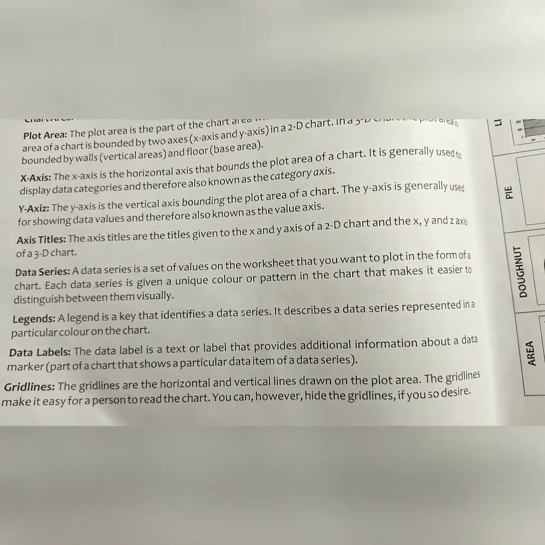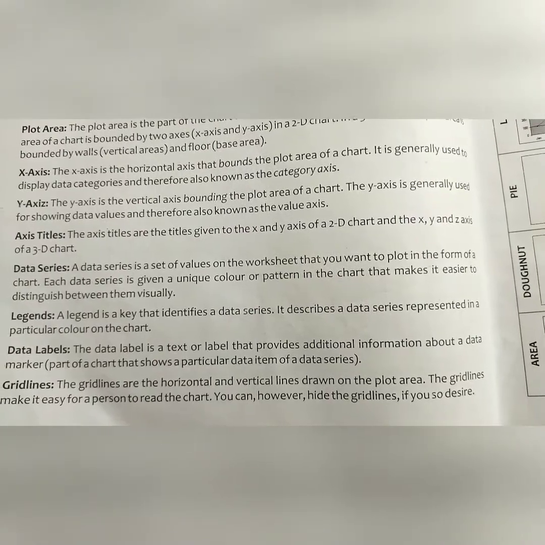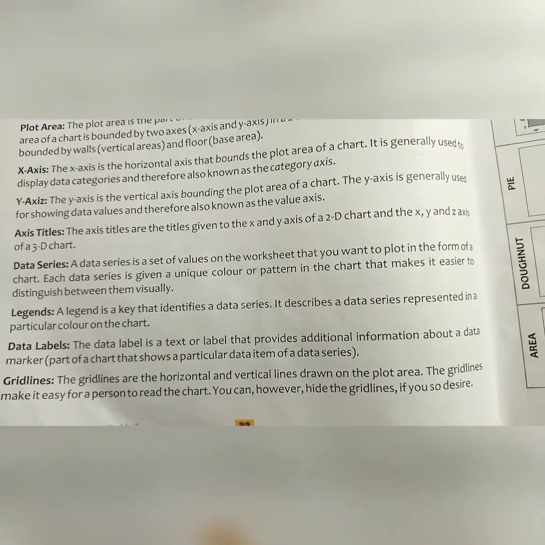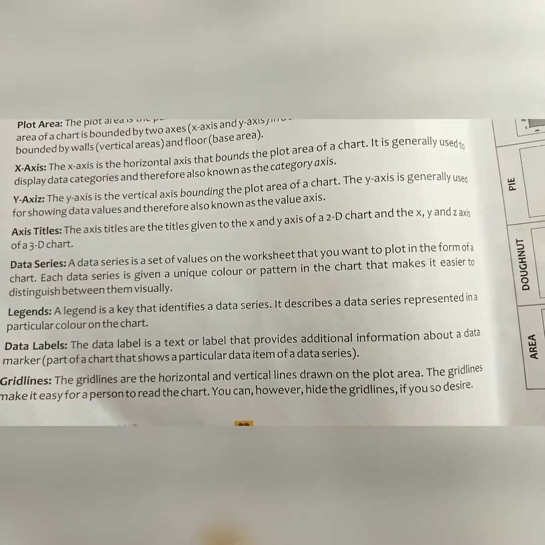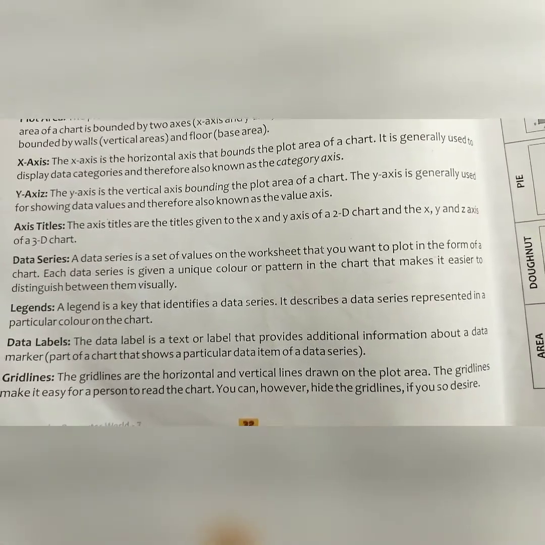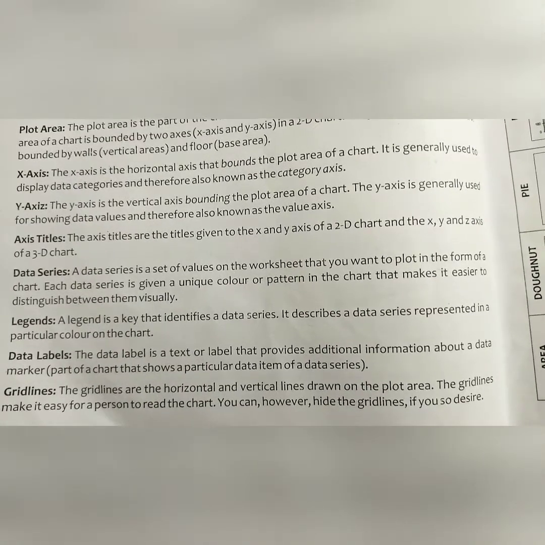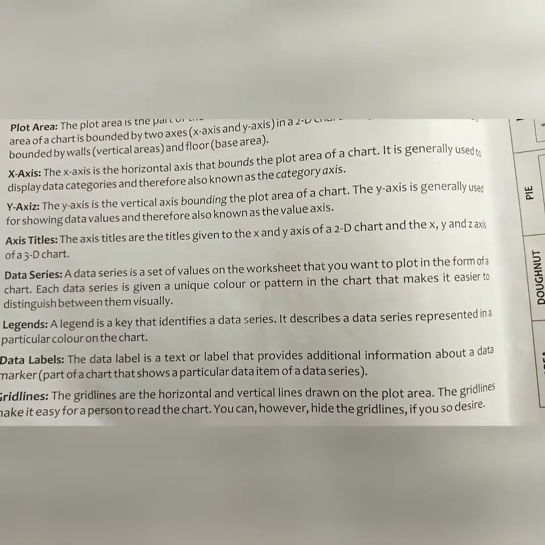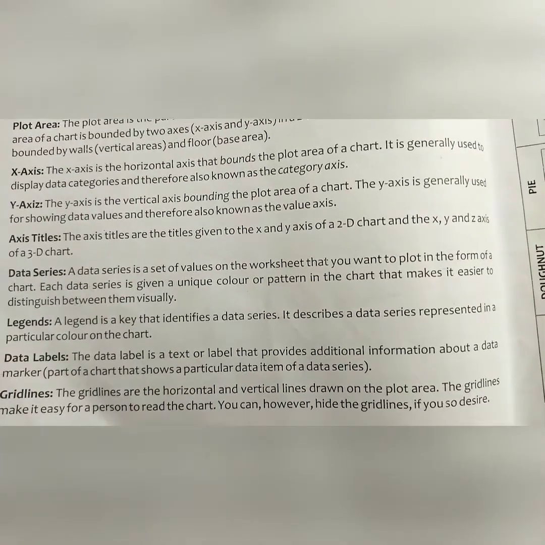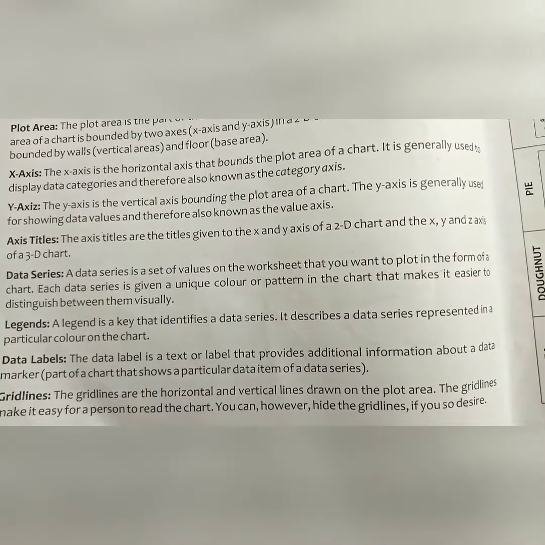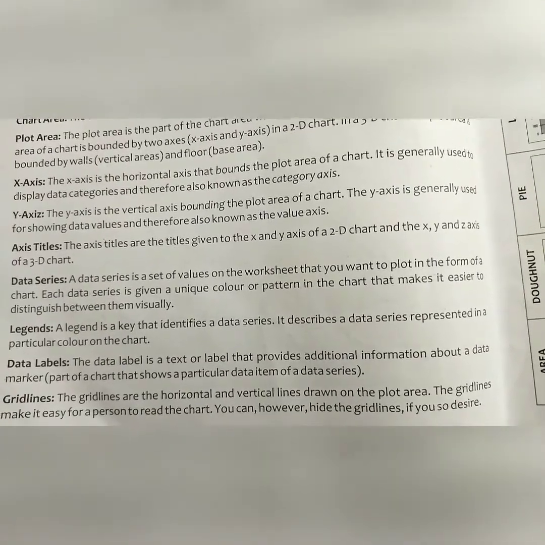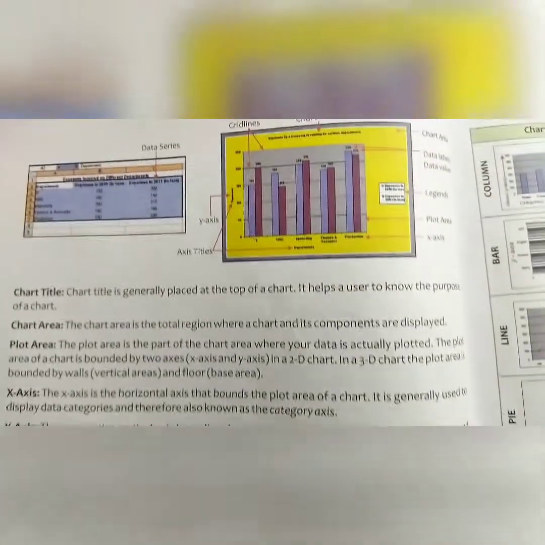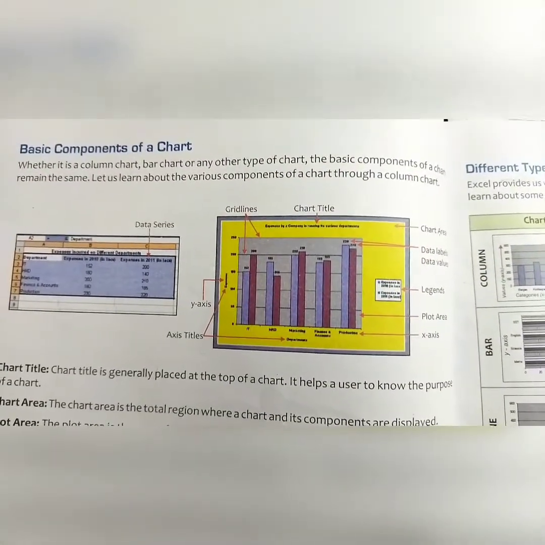Next are data labels. A data label is a text or label that provides additional information about a data marker, the part of a chart that shows a particular data item of a data series. Last, you can see grid lines. The grid lines are the horizontal and vertical lines drawn on the plot area. The grid lines make it easy for a person to read the chart. You can however hide the grid lines if you so desire. So all these are the basic components of a chart.